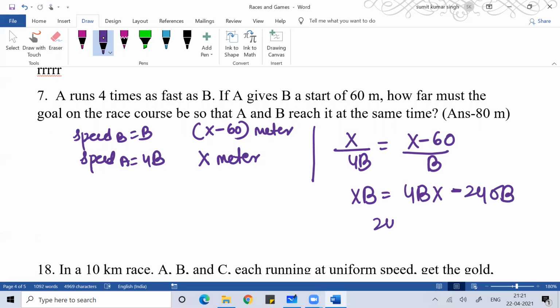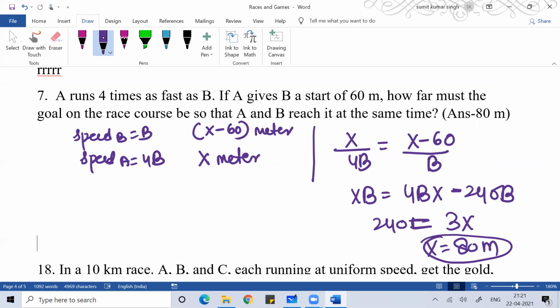So I can say 240B, 240 is equal to 3x. So x is equal to 80 meter. The length of the race is 80 meter.